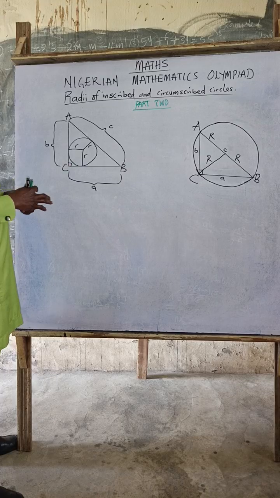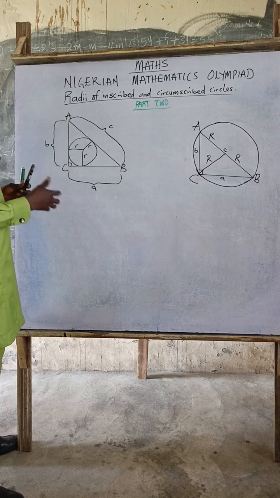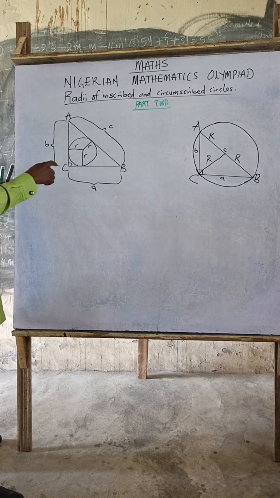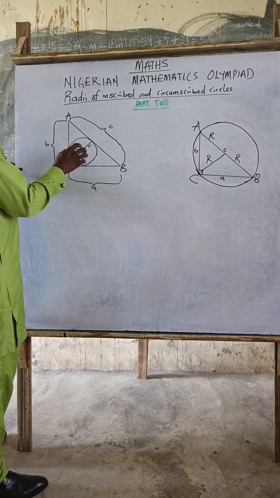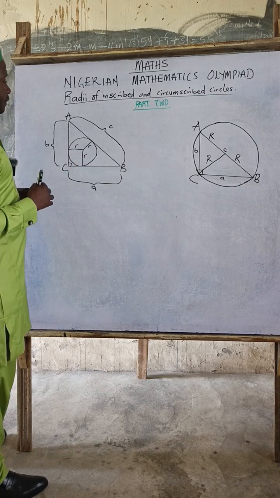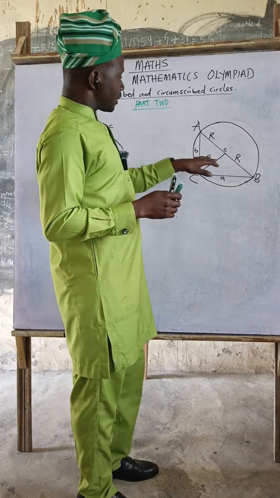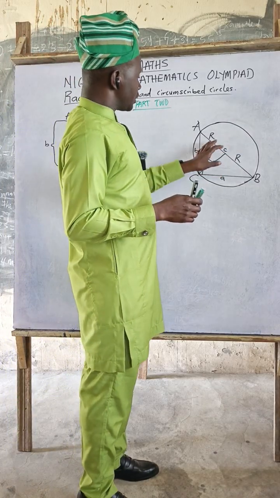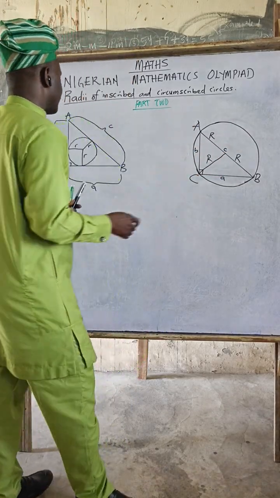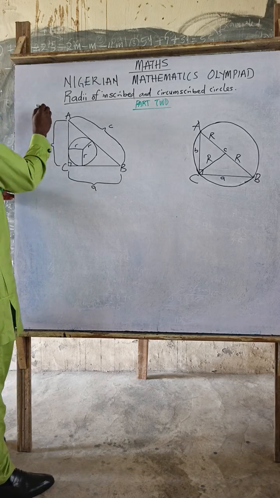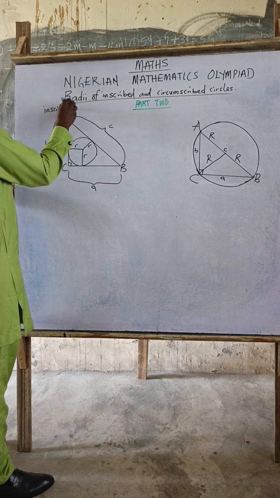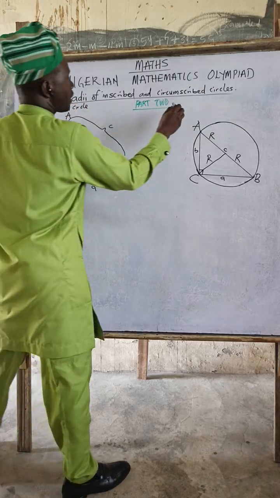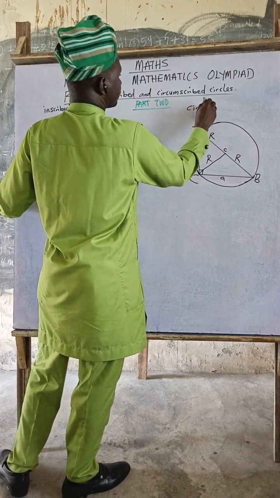This time we want to look at what happens if you are given a right angle triangle in which one of the angles is 90 degrees. How do we determine the radius of the inscribed circle, and also how will you determine the radius of the circumscribed circle when we are given a right angle triangle? This is the inscribed circle, and here we have the circumscribed circle.